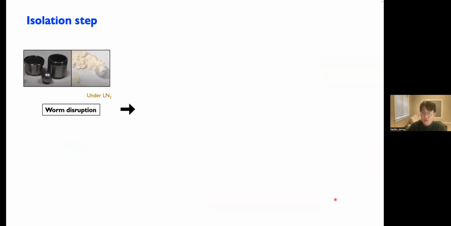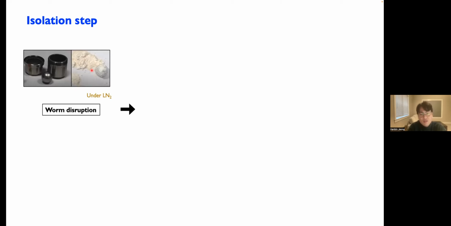So here is each detailed step for isolating TMC1 from C. elegans. First, to lyse the worms, we grind the worms. It sounds a little horrible, but yes, we use a ball mill system to disrupt the worms and make a fine powder in the liquid nitrogen environment.